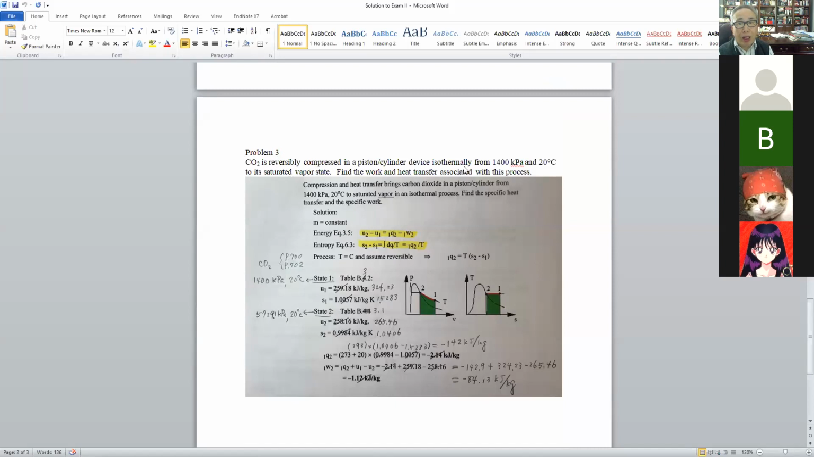And also this word isothermally is very important. That means initial temperature equals the ending temperature. So if the initial condition is fully given, temperature and pressure fully given, to saturated vapor state, is the ending state fully given?